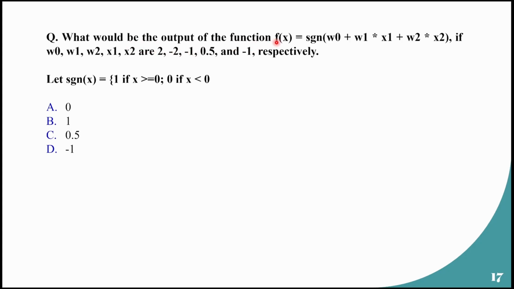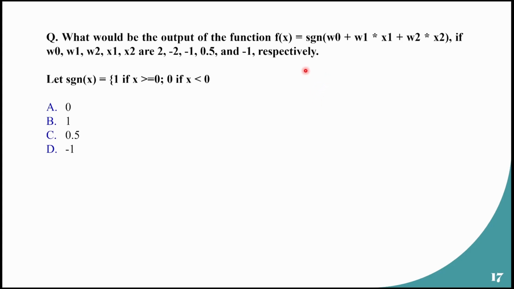So the question is asking that you have been given a function which is called f(x) equals SGN of w0 plus w1 multiplied by x1 plus w2 multiplied by x2. Now we have been given different values for w0, w1, w2, x1 and x2, and the function has a condition for setting its value. The SGN function of x will be 1 if x is greater than or equal to 0, and it will be 0 if x is less than 0. So based on that, with the given values, you are asked to calculate what will be the value for f(x).